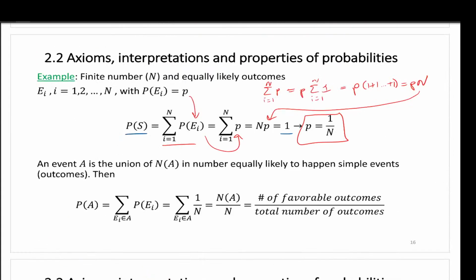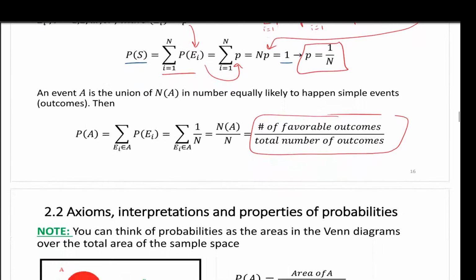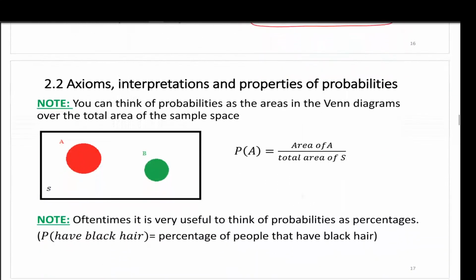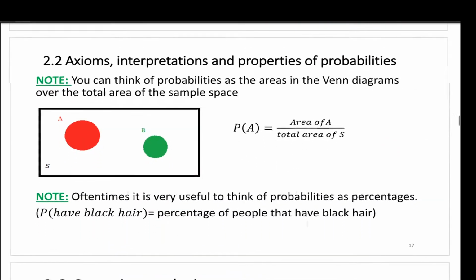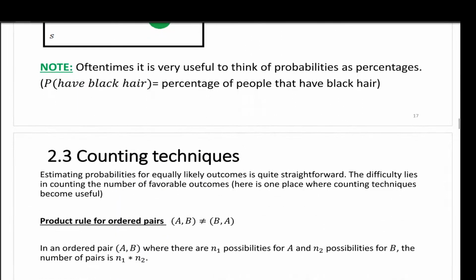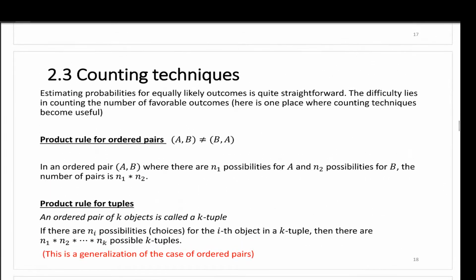So basically the takeaway is that for an event where all outcomes are equally likely, you just take the number of outcomes in the event divided by the total number of outcomes in the sample space to get the probability of your event, if all the simple events are equally likely. And you can visualize it with the Venn diagram. Not going to do that. Don't worry about that. Counting techniques, we do want to start here.